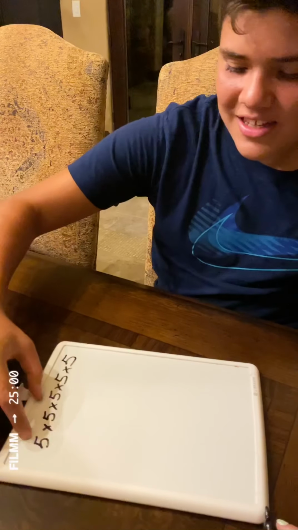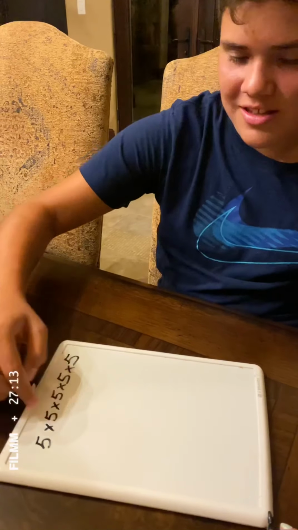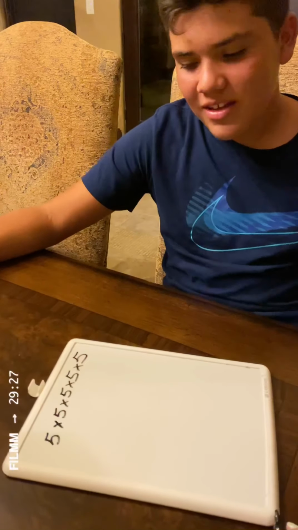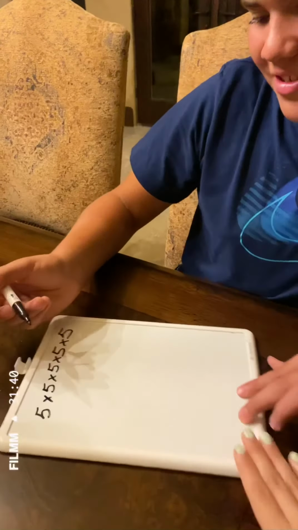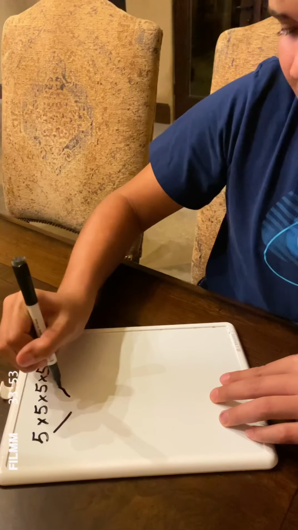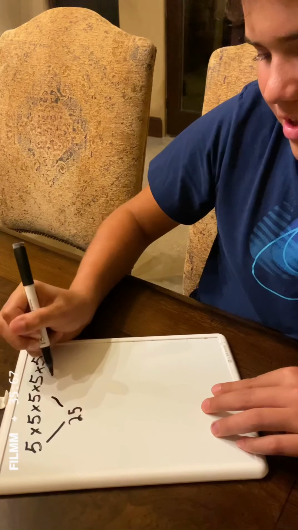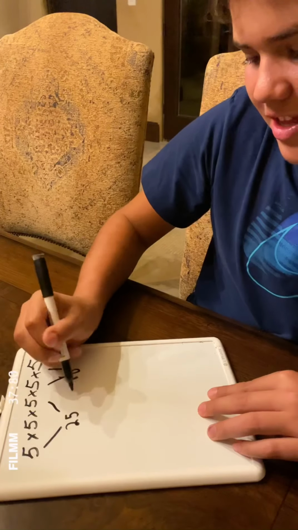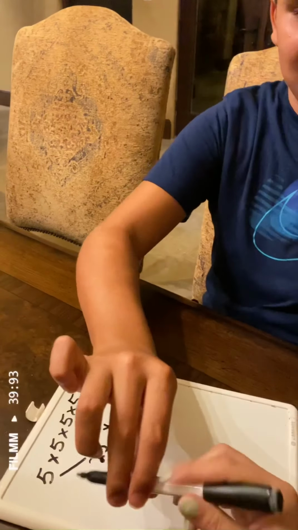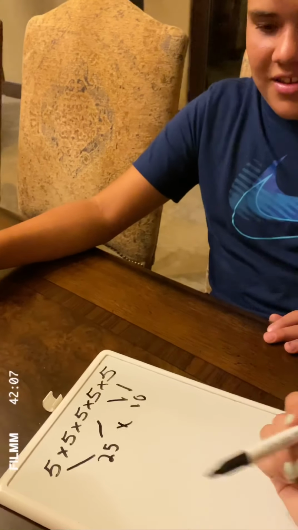Maybe you can add these two numbers and add these two numbers and multiply them. Okay, how would that look like? Do you want to write it? Show me how that would look. These would go to 25, and these would go to 10, and then you multiply that. Okay, that's a great way to show me how you solved the problem.